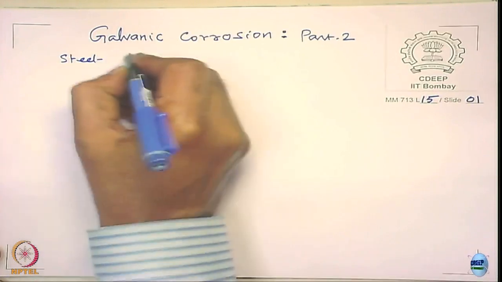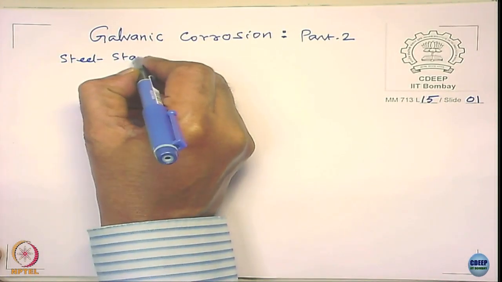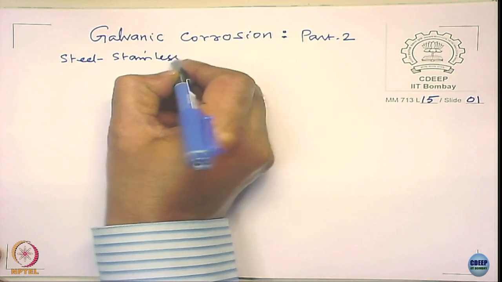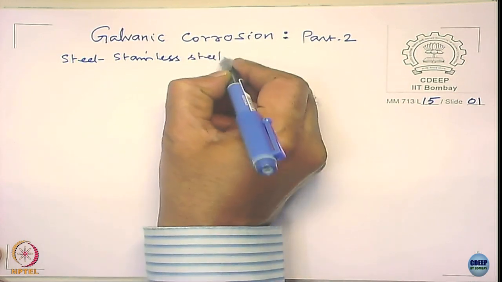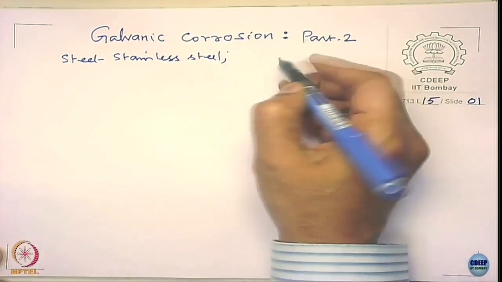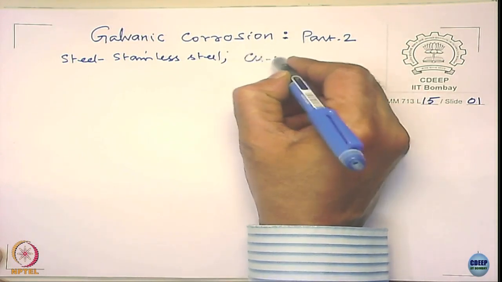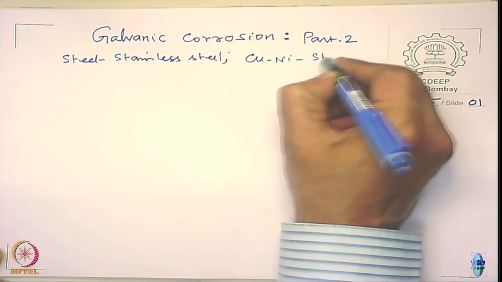In practice, we don't normally see a noble metal being shorted with the active metals. We normally see metals which are generally active in nature. Some examples, practically: you may have, let's say, steel. You may have stainless steel. Or you may have cupro-nickel alloy. You can have steel.